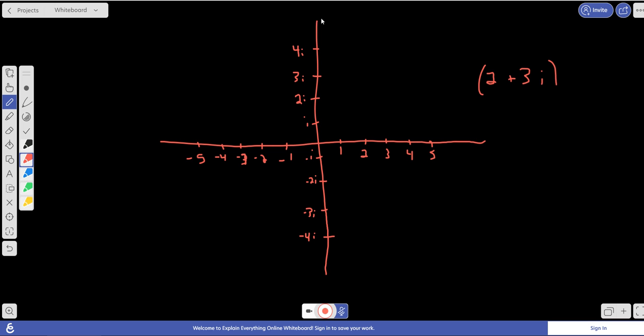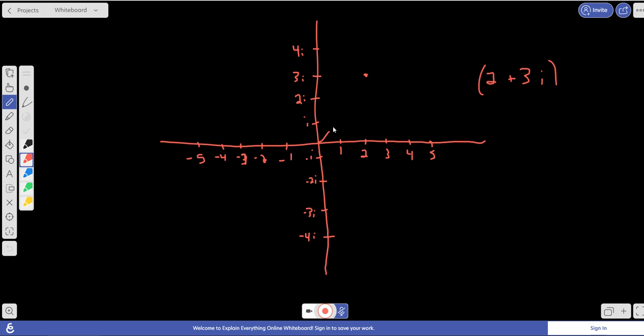The y-axis will have your imaginary numbers, your x-axis will have your real numbers. Now, you take a complex number like 2 plus 3i, and the real portion is going to be 2. All right, so we're right here right now, and the imaginary portion is 3i, so we're going to go up 3i. And this is our point on the complex plane.